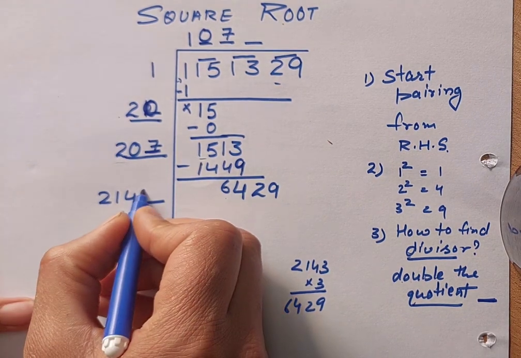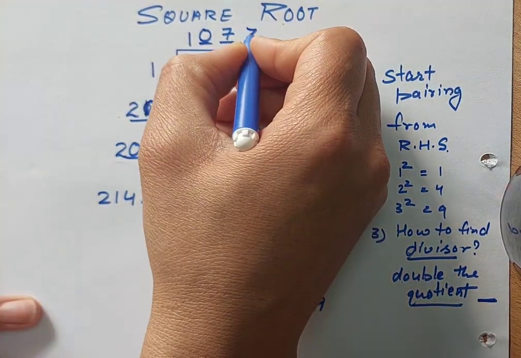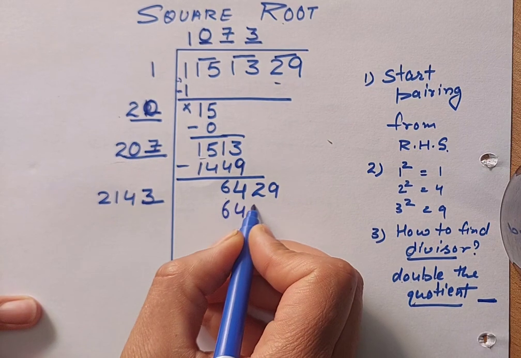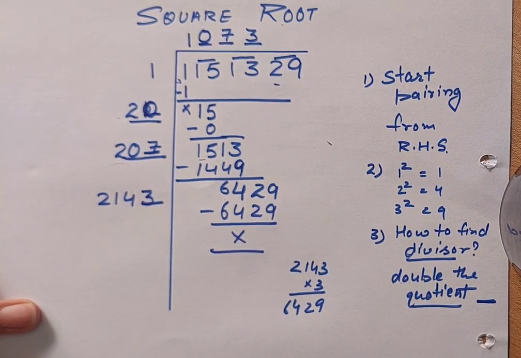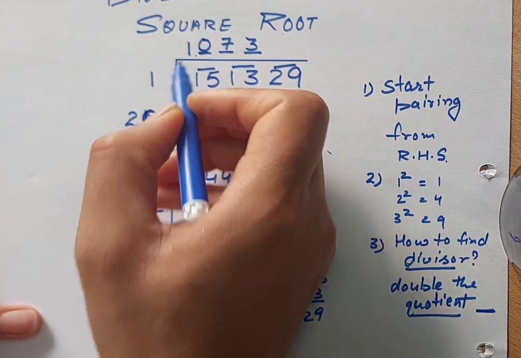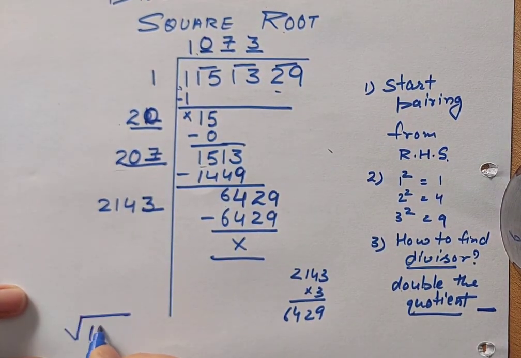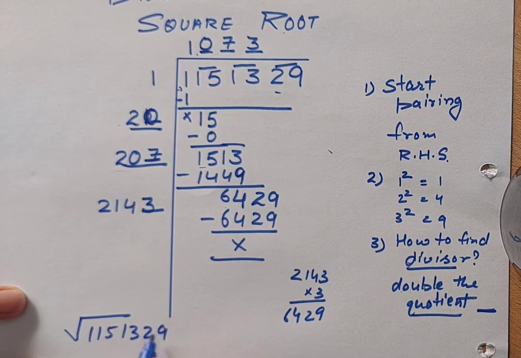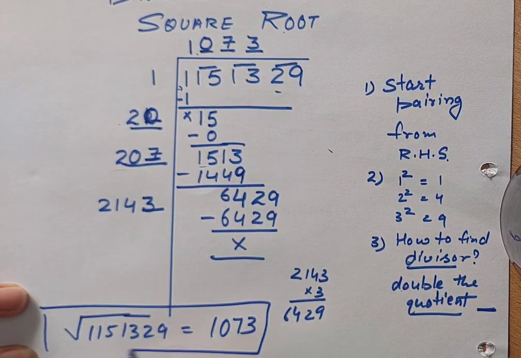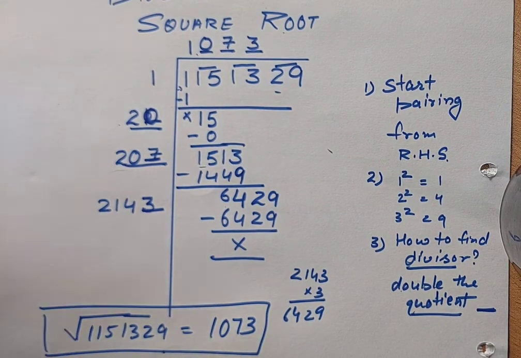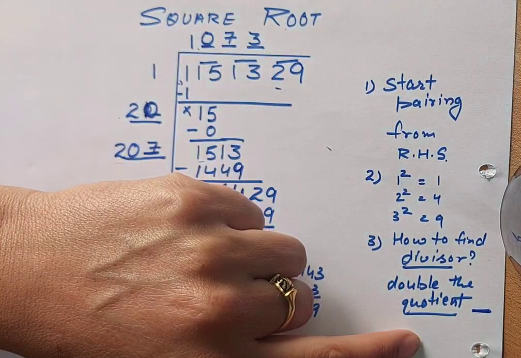That means this is 6429. Okay, and which one is the square root here? This number. So square root of 1151329 is equal to 1073. So that's your square root. This is how. We need not wait. We just have to repeat these steps.